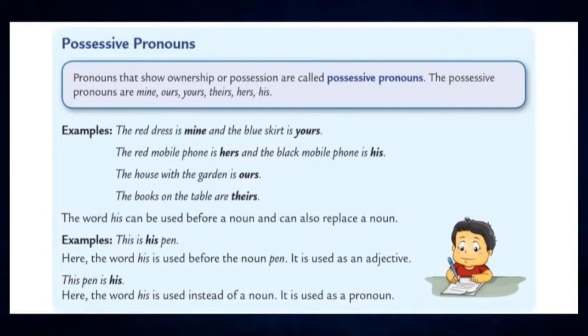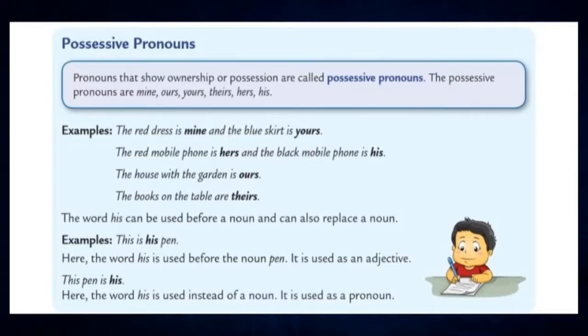Okay, look at the examples. The red dress is mine and the blue skirt is yours. The red mobile phone is hers and the black mobile phone is his. The house with the garden is hers. The books on the table are theirs. The words mine, yours, hers, his, ours, and theirs are possessive pronouns.